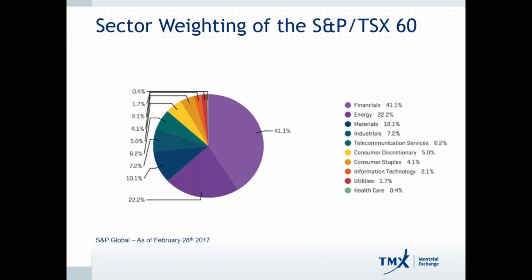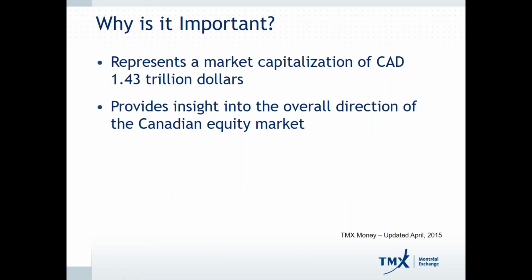This is actually as of February 28th, 2017, in terms of the weighting. As I said, sometimes it will change from time to time, but for the most part, you can see that in general we're most heavily weighted in financials and energy, followed by materials, industrials, and so on. So why is this important?